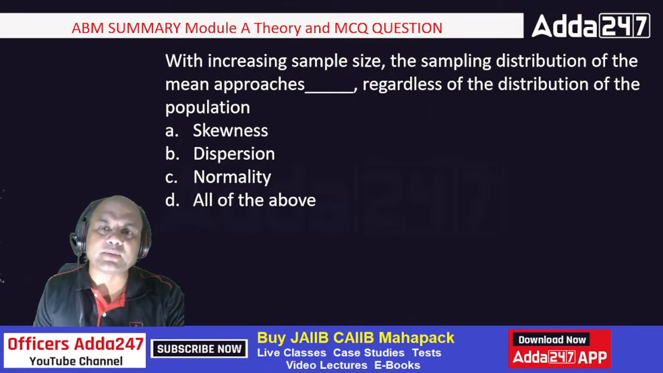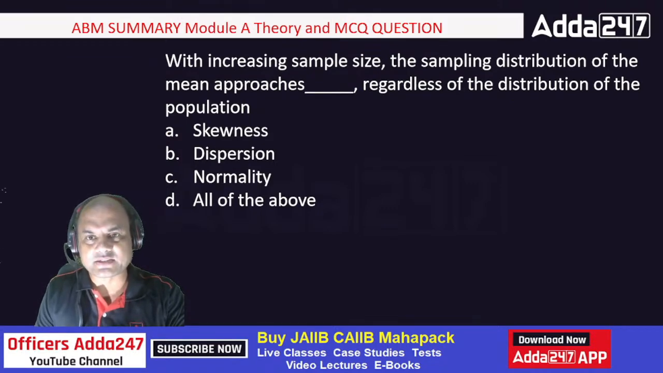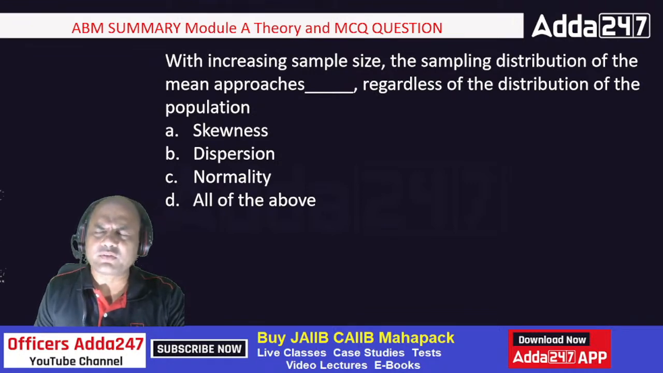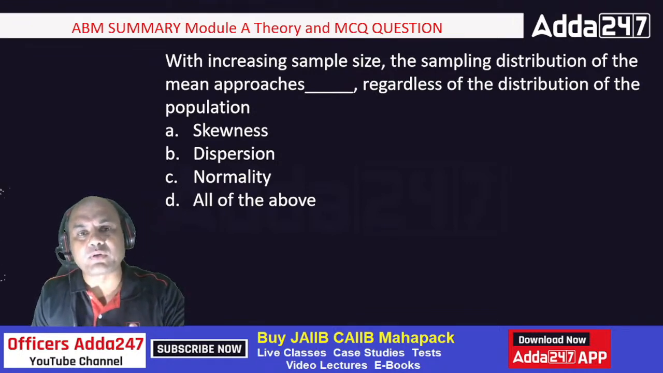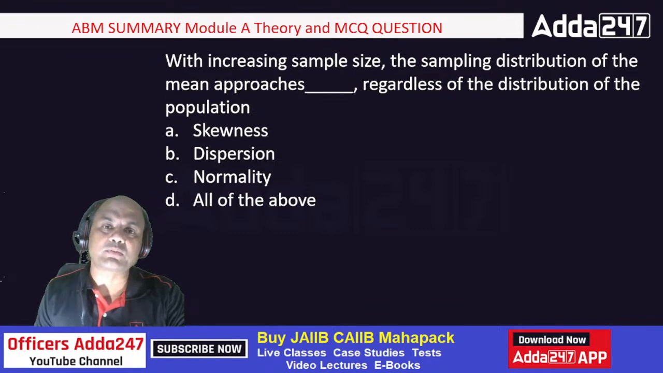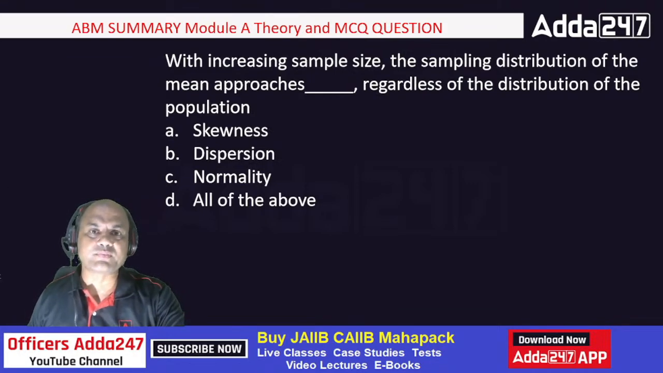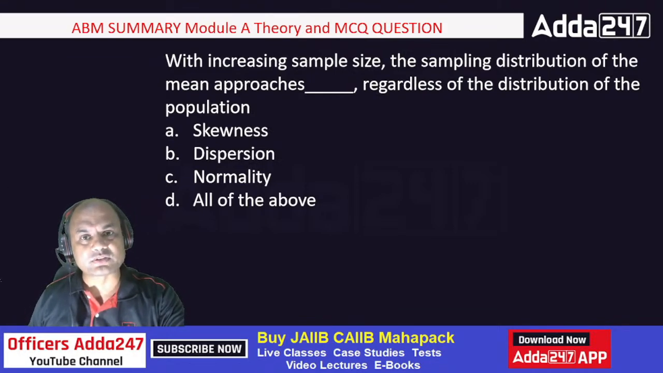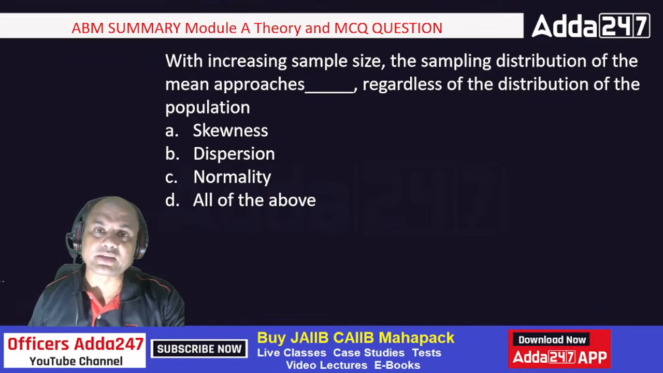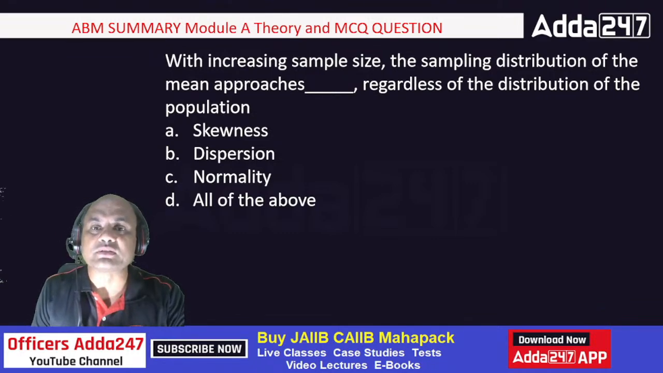With increasing sample size, the sampling distribution of the mean approaches dash regardless of the distribution of the population. Very, very important question from your module A. It is there in correlation also. It is there in the sampling distribution also. It is a part of estimation also. It is a part of time series also. Same question.